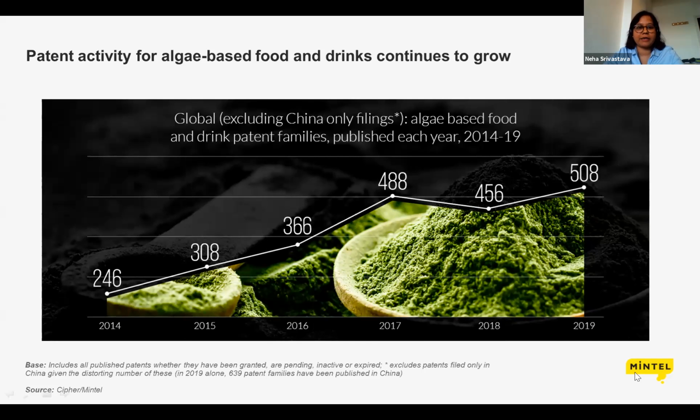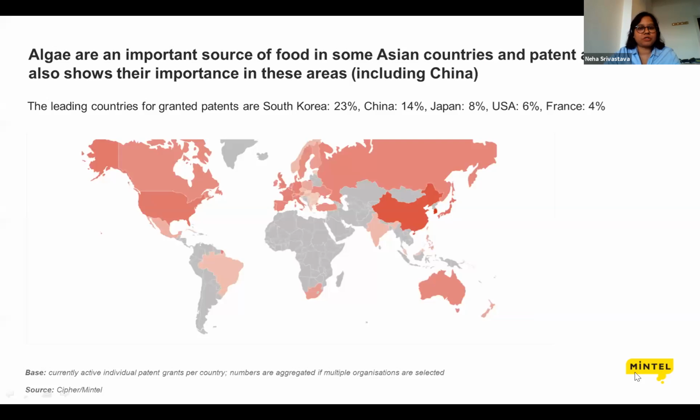And if we look at different jurisdictions where these patents have been granted, we all know that use of algae comes from Asian origin, and we can see the dominance of Asian countries in granted patents. So South Korea has the majority of granted patents related to this category, followed by China, Japan, US, and France.